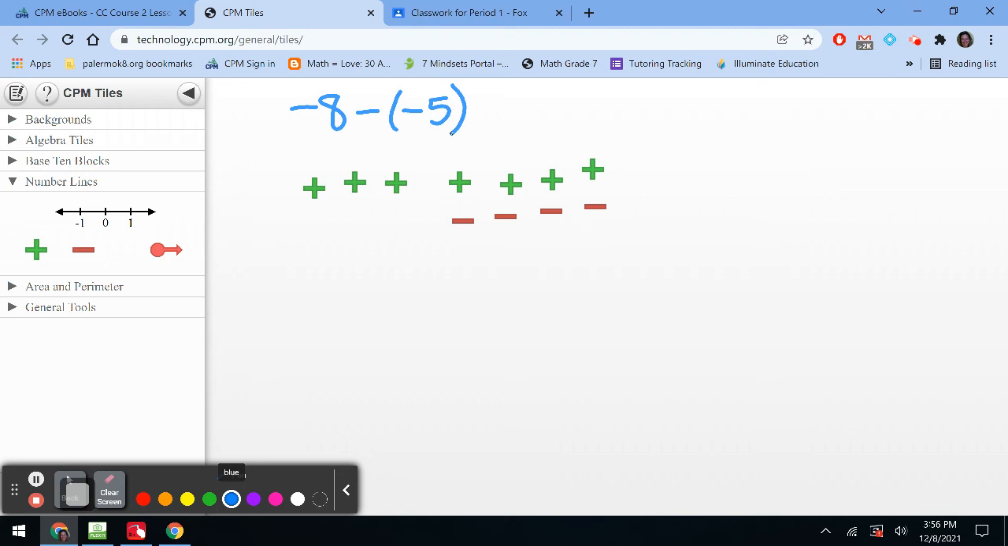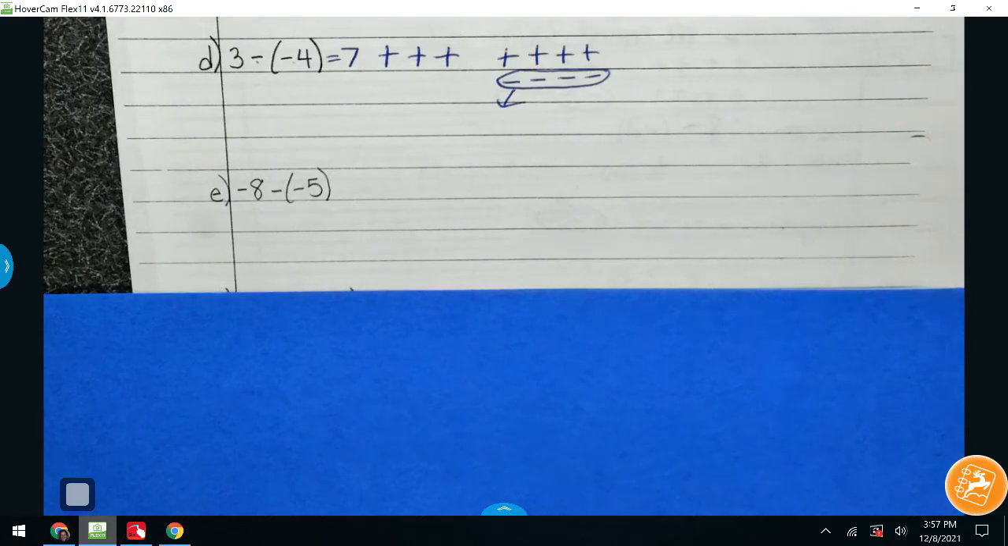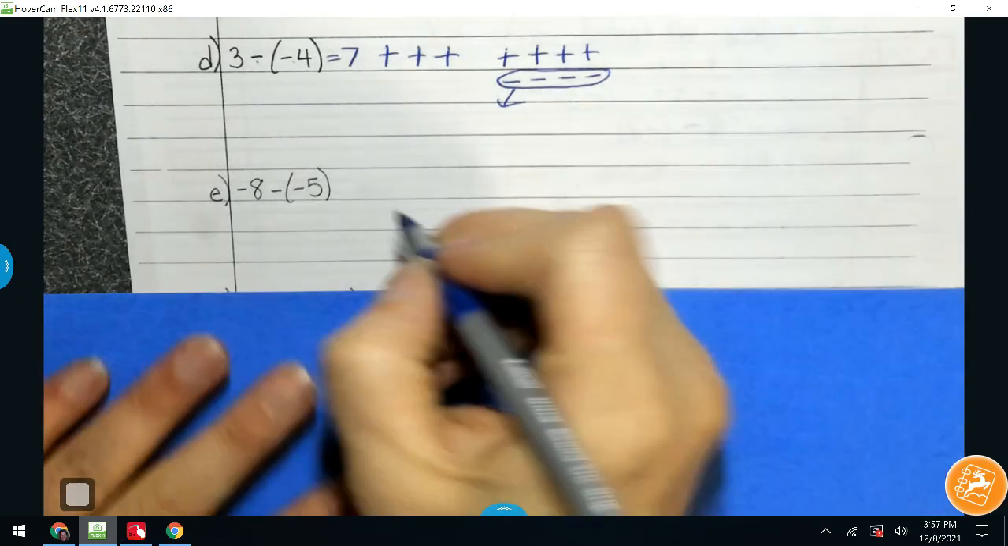Okay, so I need to rearrange some of these things. I need to get rid of my positives because I have -8. And so I drag them off of the screen and they disappear. So I have -4, 5, 6, 7, and 8. So that's the first thing that I'm going to draw. Let's do that first.